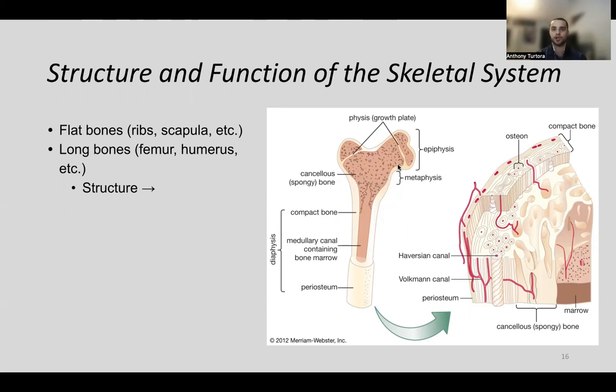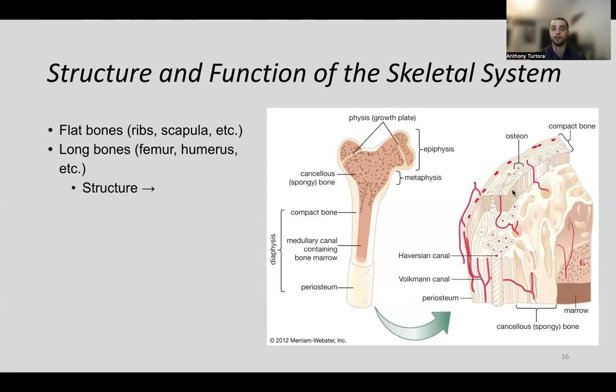So the metaphysis is this part. It is at the junction between the epiphysis and the diaphysis. It's where the bone begins to flare, as you can see. This is also where ligaments and tendons attach. Then we have the epiphysis, which is the actual flared part of the bone.